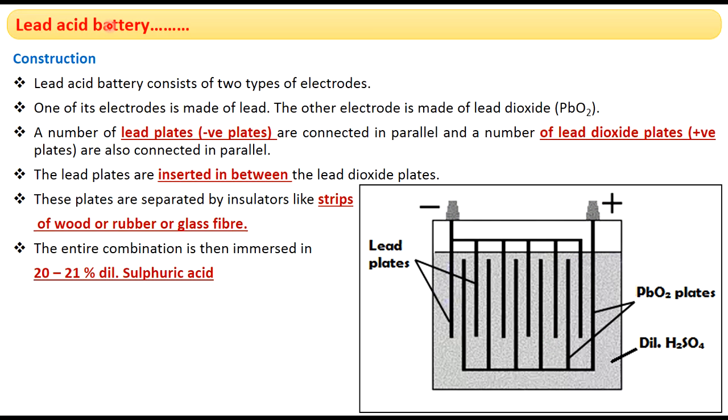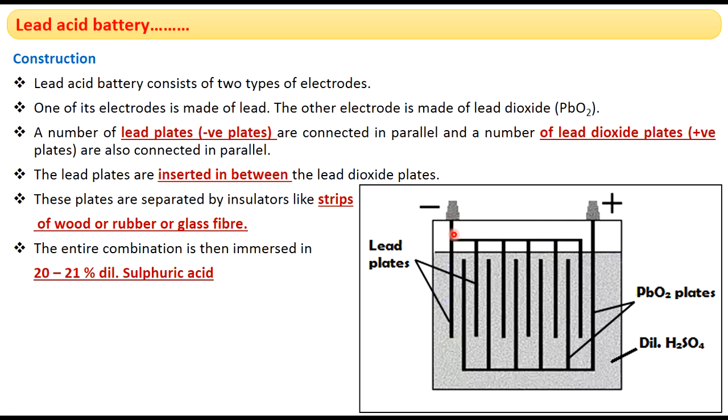Lead acid battery construction. Lead acid battery consists of two types of electrodes: positive electrodes and negative electrodes. One type of electrode is lead, the other type is lead dioxide. Lead plates are negative plates, they are connected in parallel as shown in the picture. These are the lead plates, connected in parallel to one terminal.